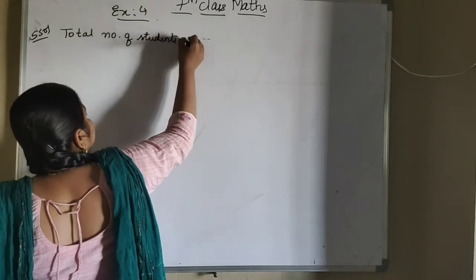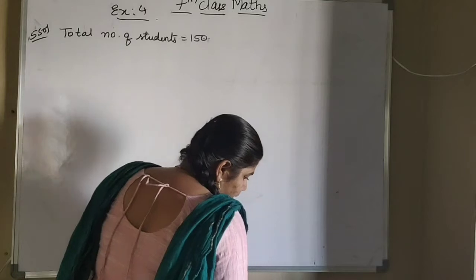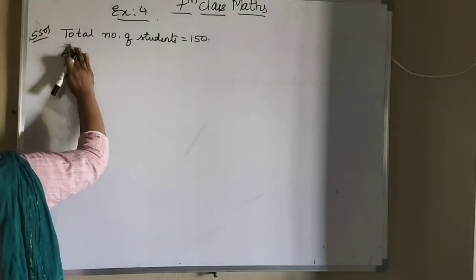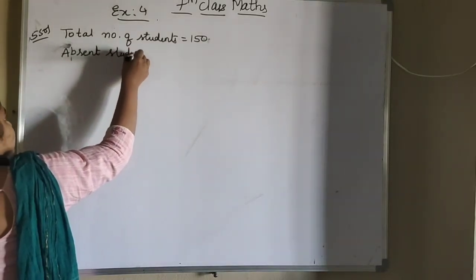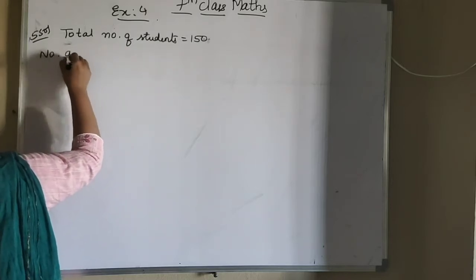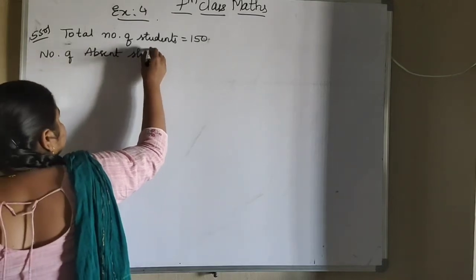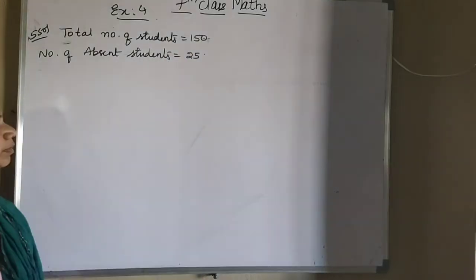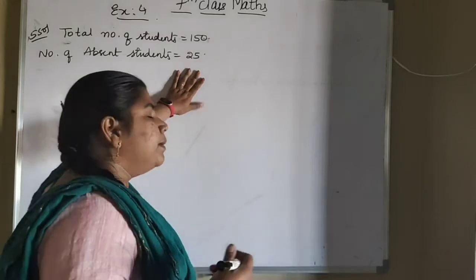Total number of students are 150. In that, how many were absent? 25 were absent. Absent students, or you will write here number of absent students are how many? 25. So from total, if you take out 25 absent students, the remaining will be present only.